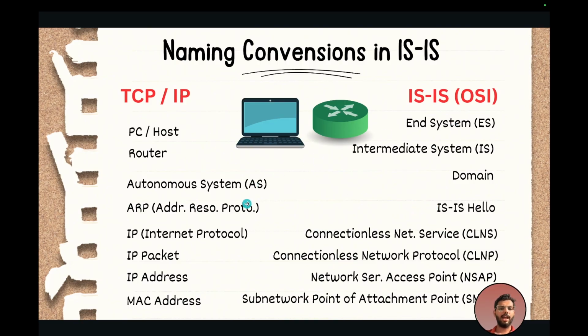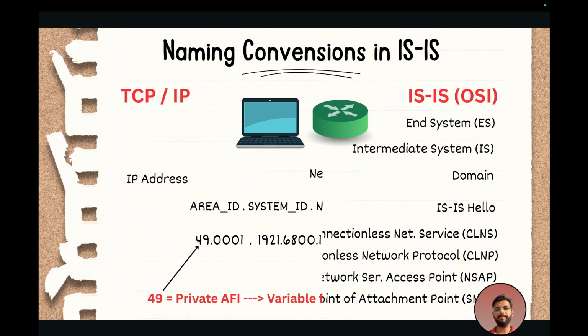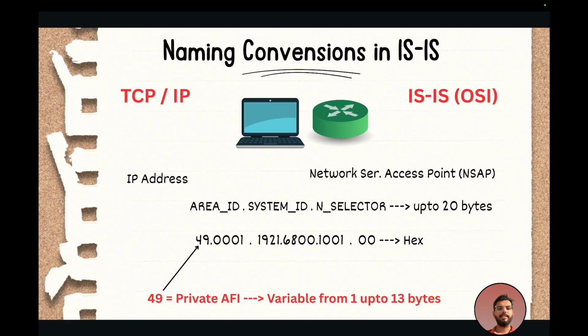Then we have the IP protocol, the internet protocol, which is known as connectionless network service, also referred to as CLNS. Then we have the IP packet, which is also known as CLNP, the connectionless network protocol. The IP address is also referred to as network service access point, NSAP, and the MAC address is referred to as subnetwork point of attachment, which is called SNPA. As we discussed that ISIS has its own addressing scheme, now let's get to know what the addressing scheme is.